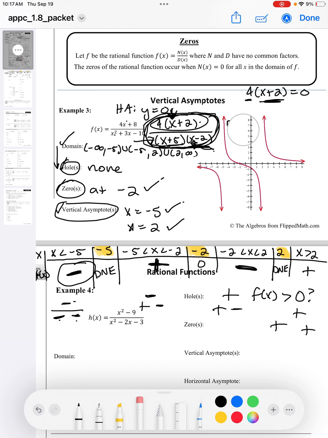Let's just see if that checks out with our current graph. Since we do have a graph, we can check to make sure I did it right. When x is less than -5, is the graph negative? Yes. Between -5 and -2, is the graph positive? Yes.